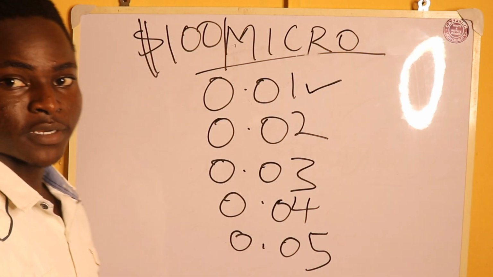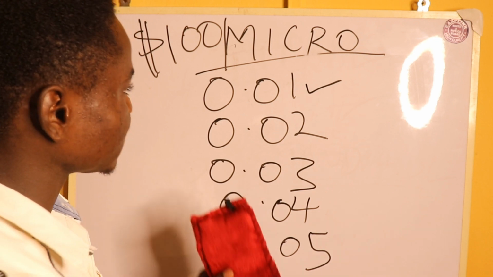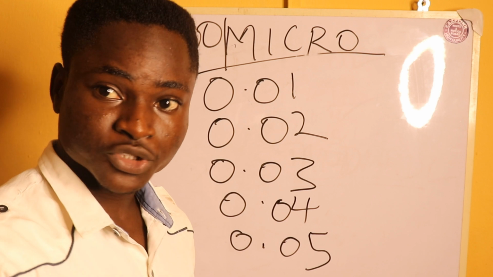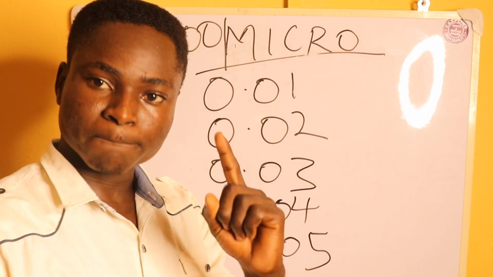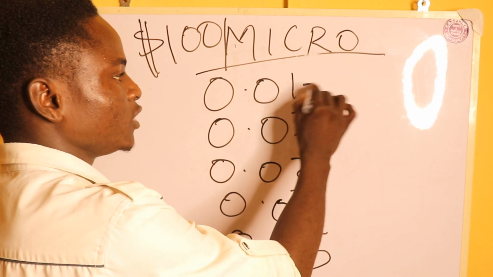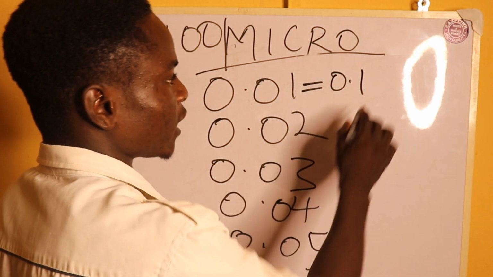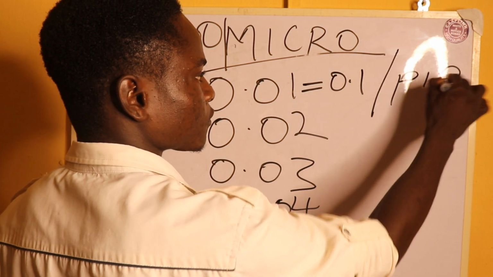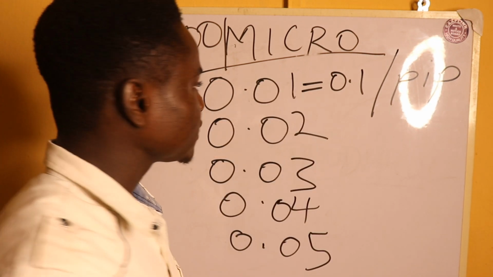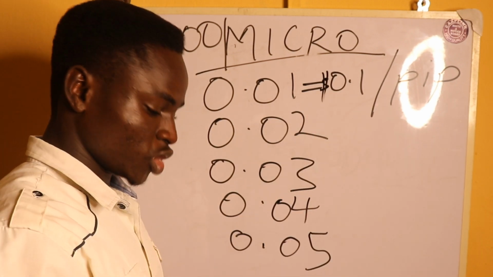Bear this in mind: on a $100 account, always start with 0.01 lot size, because you've got to know how much you're going to be making in dollars, or whatever your account currency is, per pip. The micro lot 0.01 equals 0.1 cents per pip. So get this right, per pip. If you use 0.01 lot size, you're going to be making 0.1 cents per pip. Always bear this in mind.